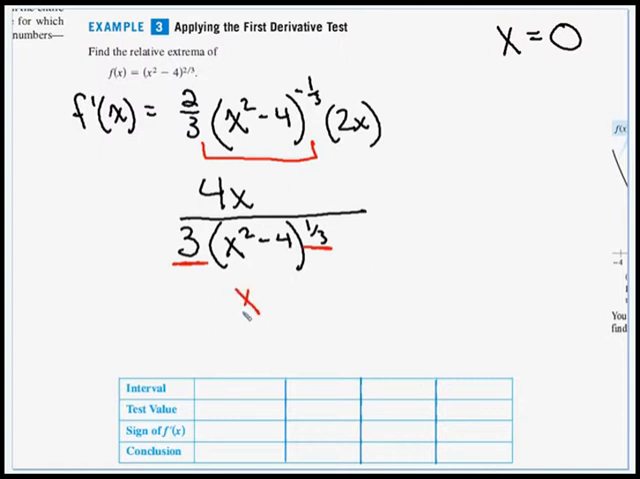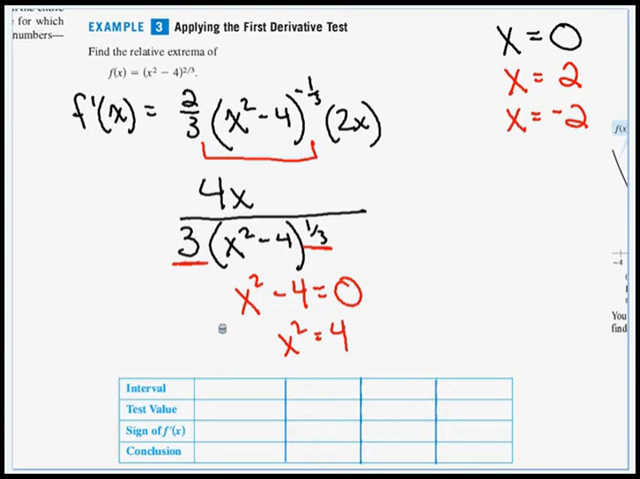So if we just look at what's in the parentheses, x squared minus 4, when does that equal 0? Well, that's when x squared is equal to 4, and if we square root both sides, we'll get a positive and negative 2. So x equals 2 and x equals negative 2 are a couple numbers we want to keep in mind here.